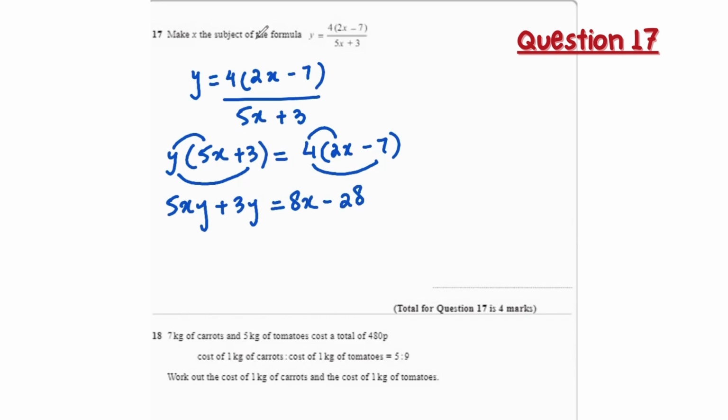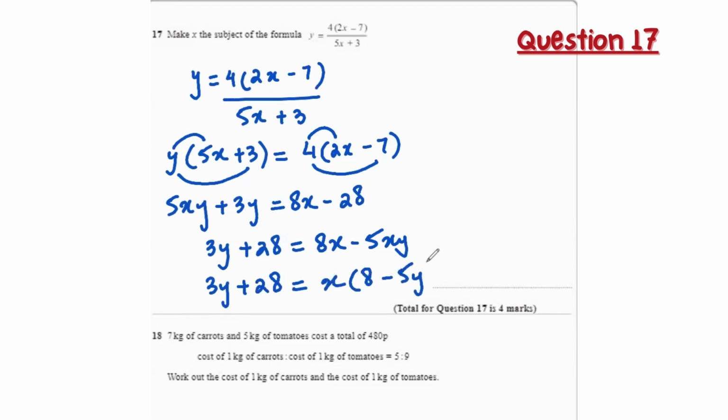Now what I'm going to do is collect the terms with x on one side because we're trying to make x the subject. So it's important that the terms with x are on one side. So for that, I'm going to do 3y plus 28 equals 8x minus 5xy. And that's going to be x common, 8 minus 5y. Then 3y plus 28 divided by 8 minus 5y equals x.